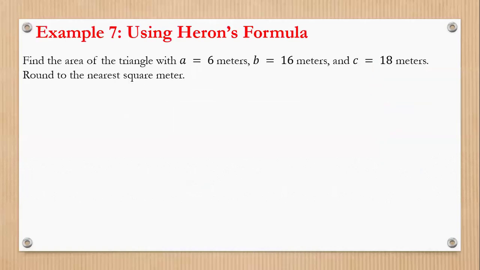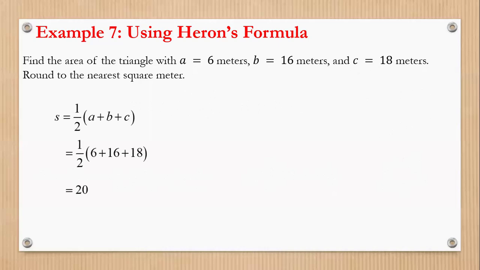For example, we want to find the area of a triangle when three sides are given to us. One side is 6, one side is 16, and one side is 18, and we want to round the answer to the nearest square meter. Since only the three sides are given, I'm going to use Heron's formula. It tells me that I need half of the perimeter, which means adding 6, 16 and 18, and then dividing by 2. It would be 20.